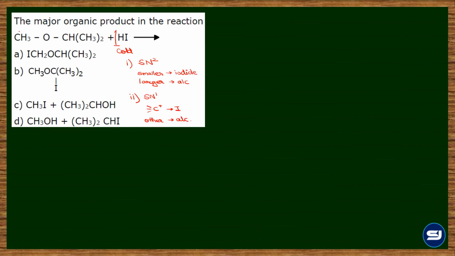So this is an example of primary and secondary. So it will follow SN2. The smaller one would form iodide, the other one would form alcohol. Hence, the answer is option C.